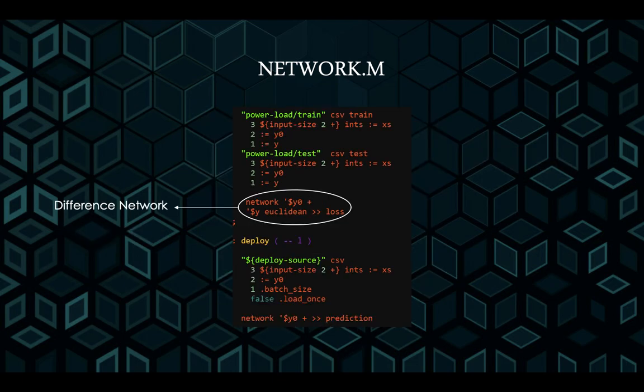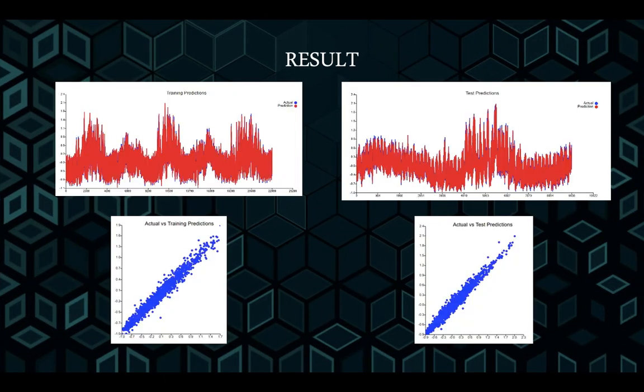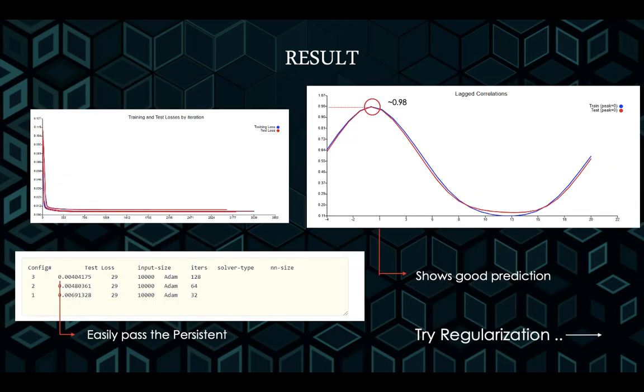Next, we use the difference network, which is much better than the naive network. And the last part, we will visualize the predictions. As you can see, the actual and the predictions have a linear correlation, which means our prediction is good. Let's see the test loss. It shows that it's really easy to beat the persistence. The lag correlation also shows that the peak is at 0, which means that there is no lag in our prediction.